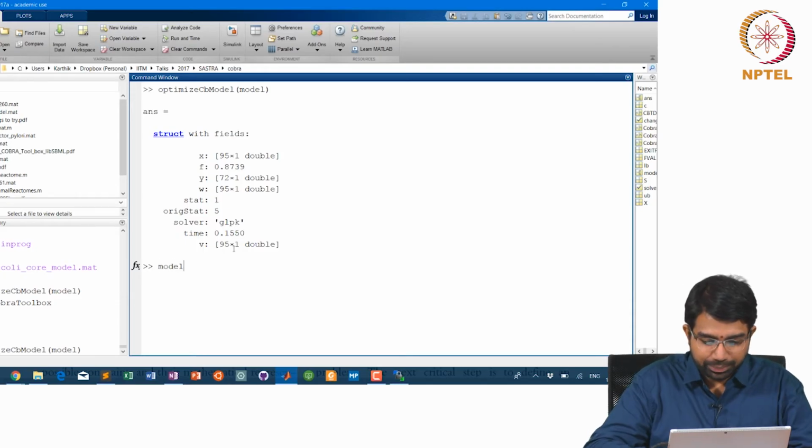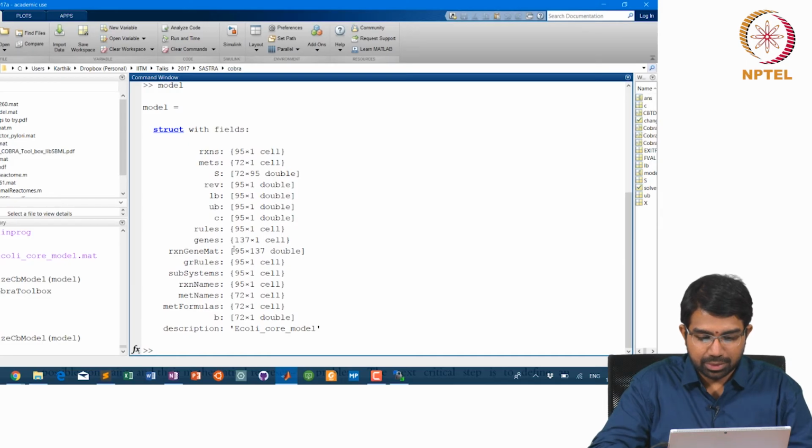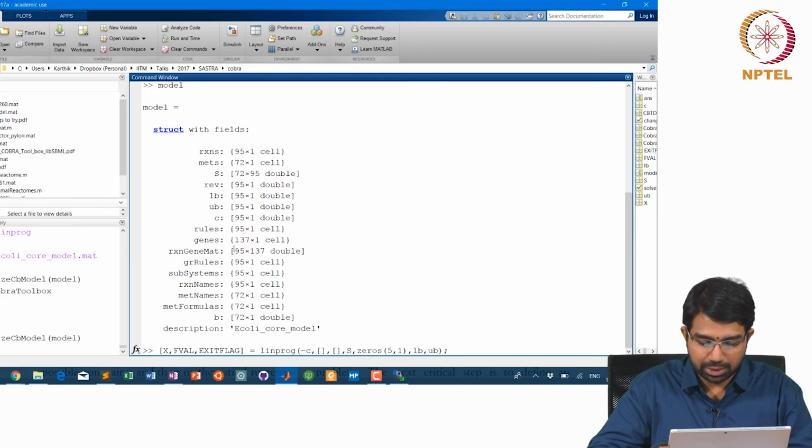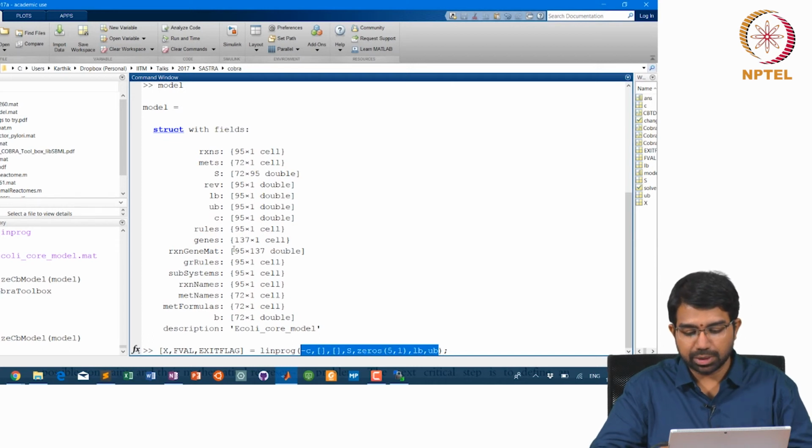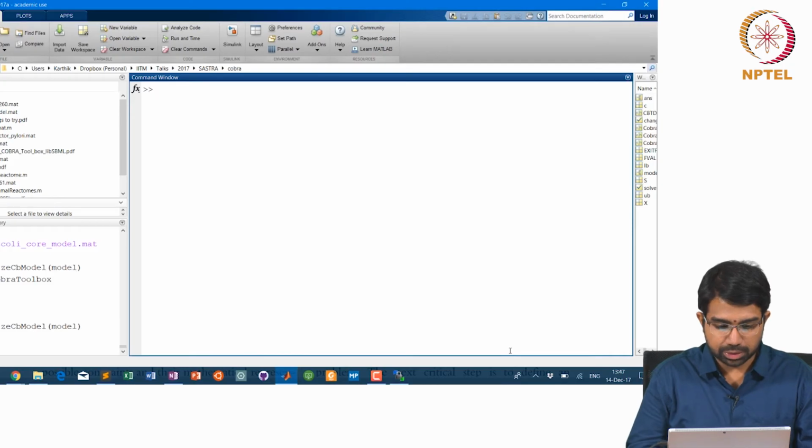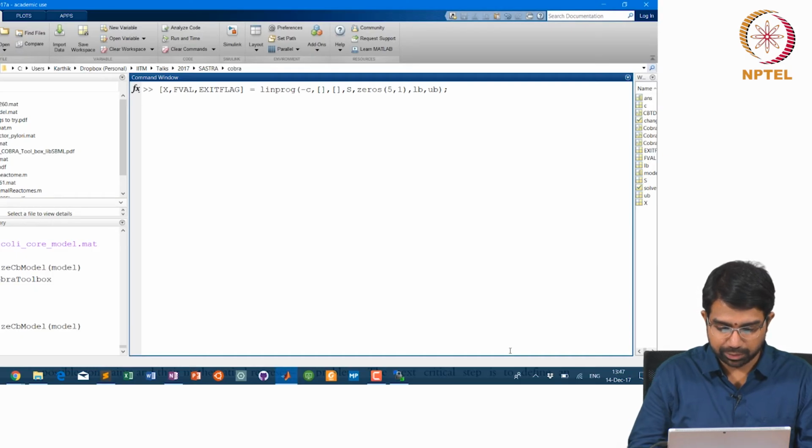You have model, you can use a combination of things from model as input to linprog. You can just basically say x comma fval comma exit flag equals something something something. So, the solution is simple. What was the formula we used previously? This was the formula we used previously. So, the same idea we use again.